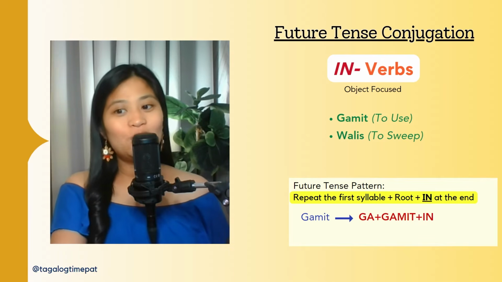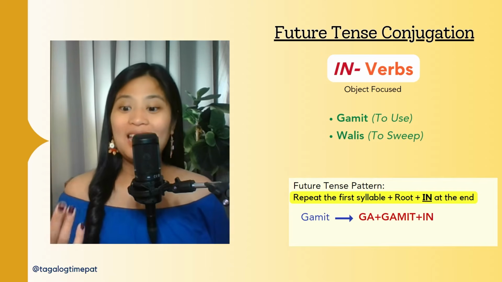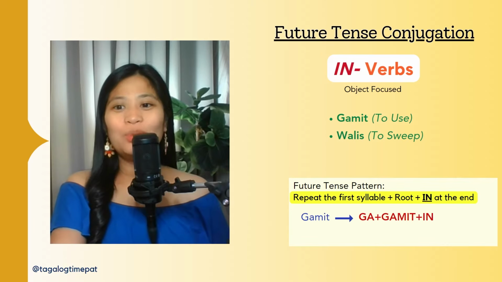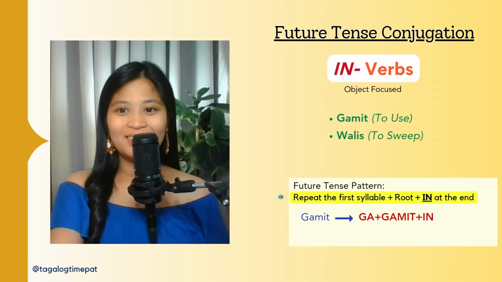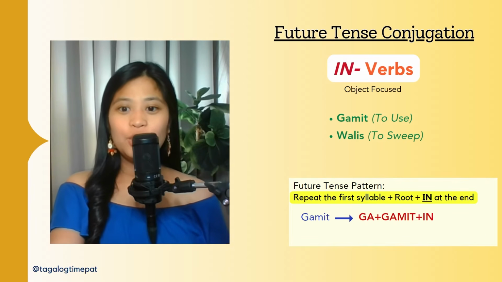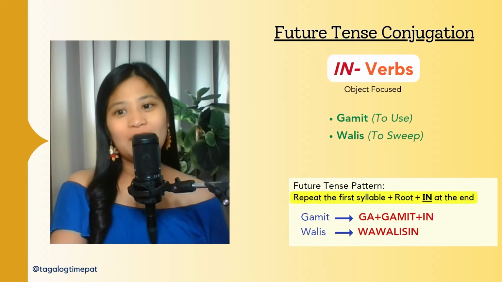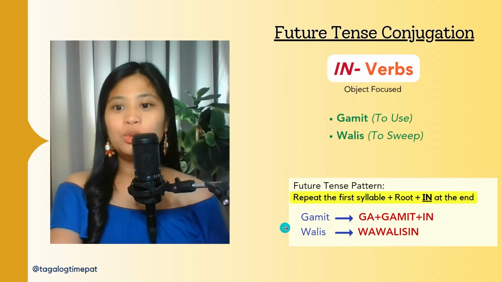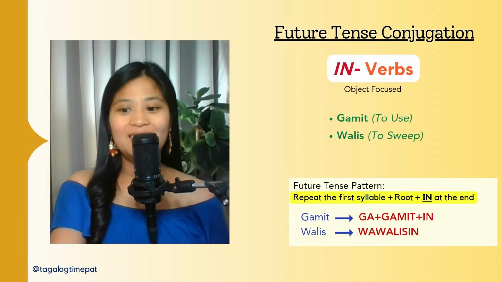This is very interesting. We haven't seen a suffix yet, so this is the first time we've seen it go at the end of the word. You can jot it down. What do you think walis, to sweep, will be in the future tense? Just use this pattern. All right, walis in the future tense will be wawalisin. Wawalisin ko yung sahig. I will sweep the floor. Again, you just repeat the first syllable, then the root, and then the suffix goes at the end.